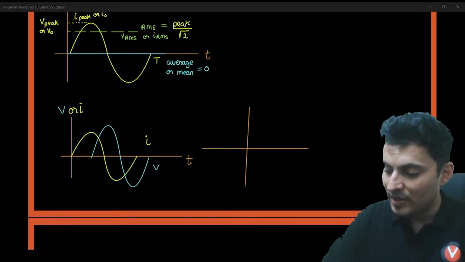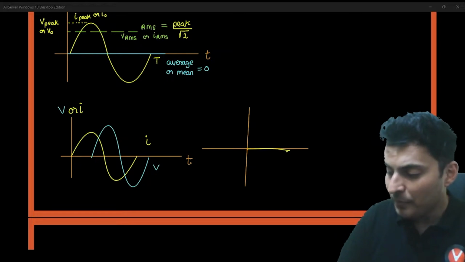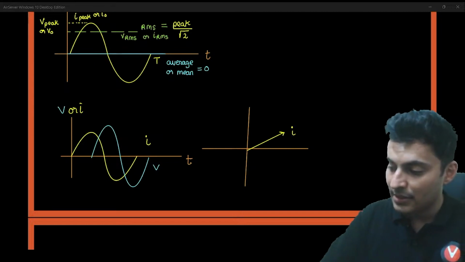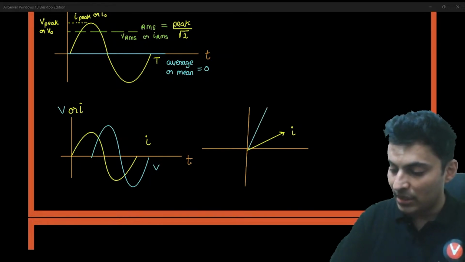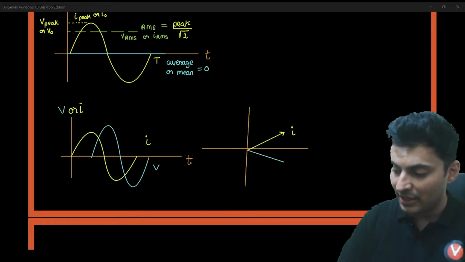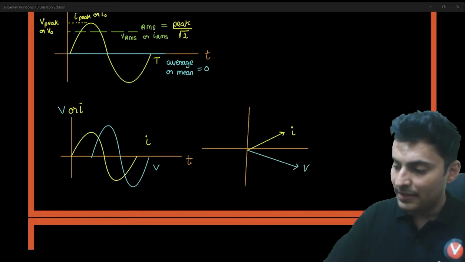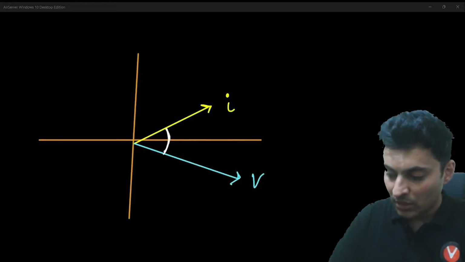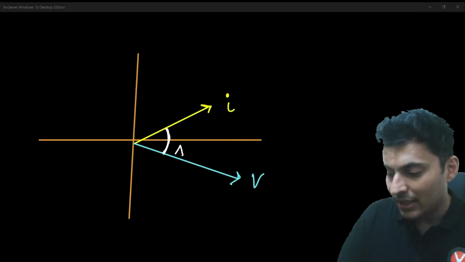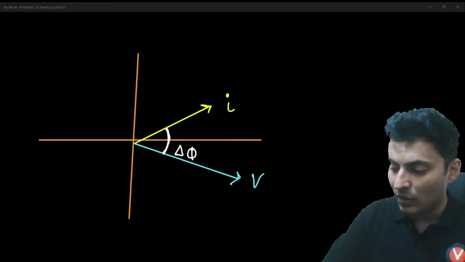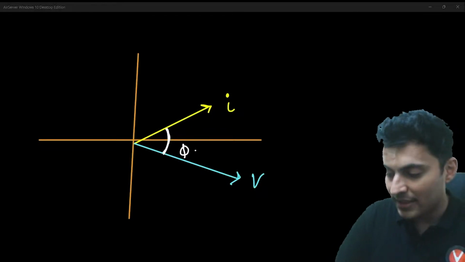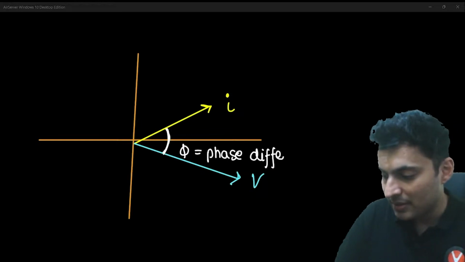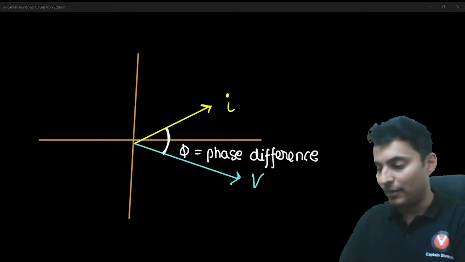So here it looks something like this. In a phasor diagram, if I show a current phasor like this, the voltage phasor is behind it, maybe somewhere here, like this, and clearly there is a difference between these two. That is your delta phi, or just phi, which is called the phase difference. Keep this in mind. This is called the phase difference.